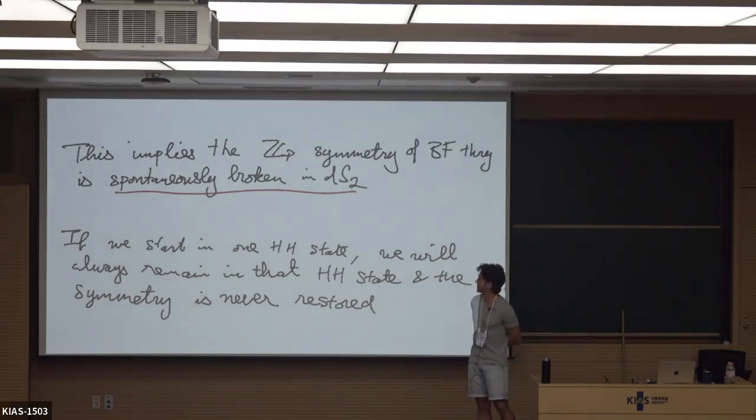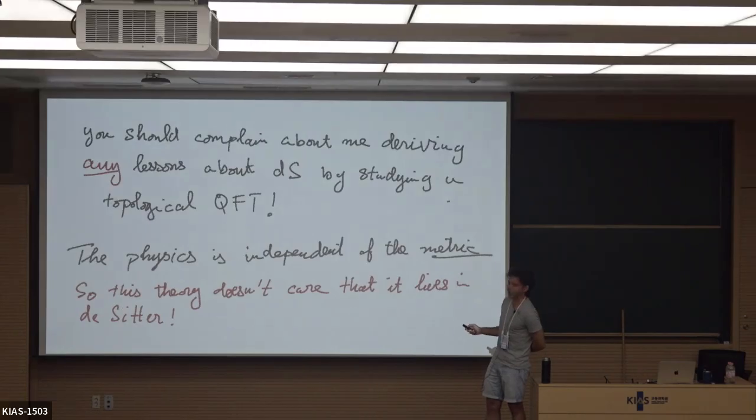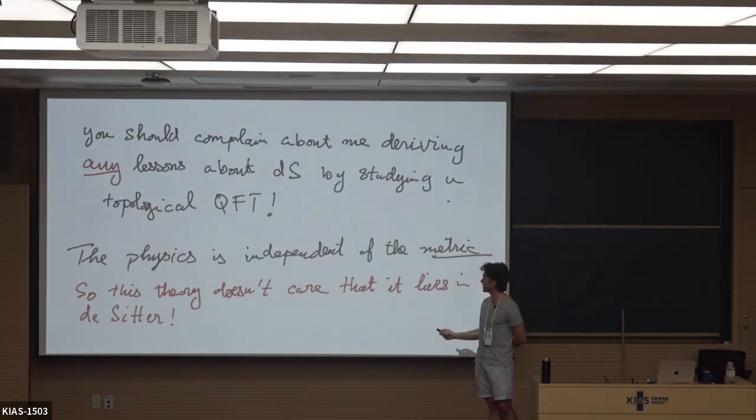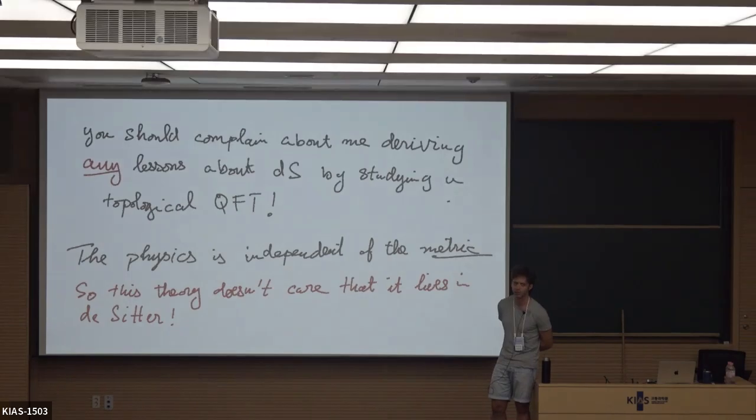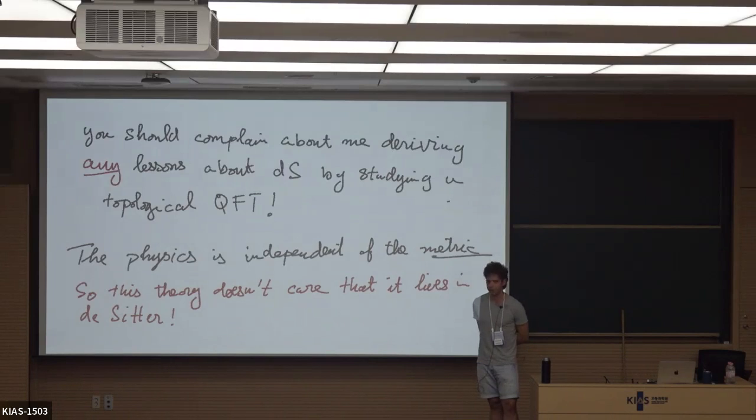Okay. So very good. I even prepared a slide about this. You should complain about me deriving any lessons about de Sitter by studying this topological quantum field theory. The physics is independent of the metric, so this theory doesn't care that it lives on de Sitter. And the conclusion that I draw is independent of the background. So the fact that I have spontaneously broken the symmetry doesn't tell you very much. One interesting thing, though, is that this is a two-dimensional theory, and there's also a law that you can't spontaneously break symmetries in 2 dimensions, due to Coleman. But this example evades that because this is a discrete symmetry.